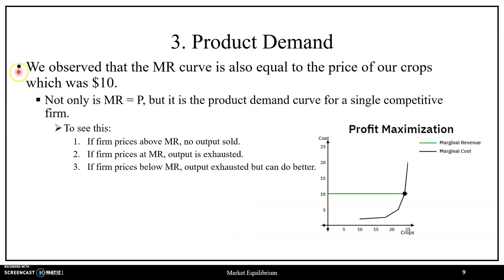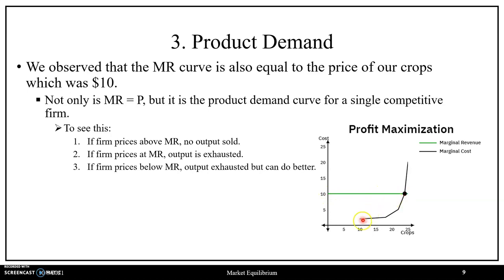Now, moving on to product demand, we observed that the marginal revenue curve is also equal to the price of our crops, which we established was $10. So not only is marginal revenue equal to price, but it is the product demand curve for a single competitive firm. To see this, we once again have our profit maximization process below.